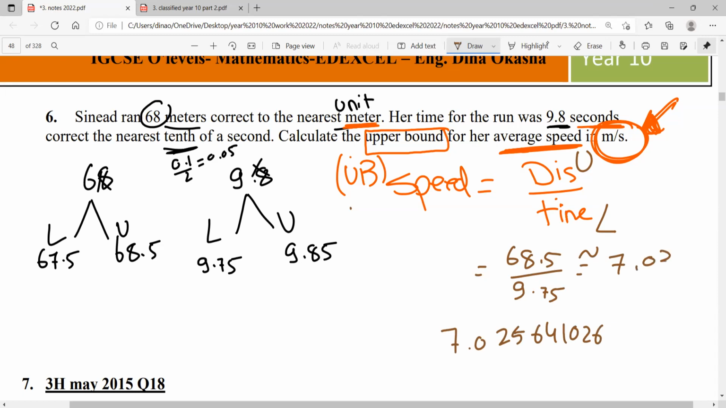So it will be 7.03 meters per second after rounding, because I decided to round to 3 significant figures.